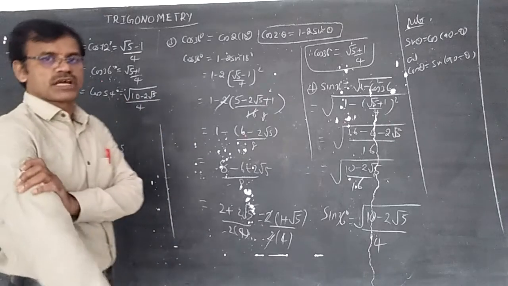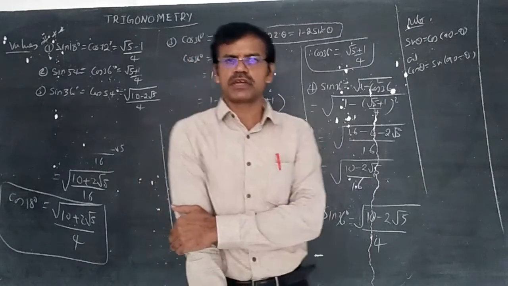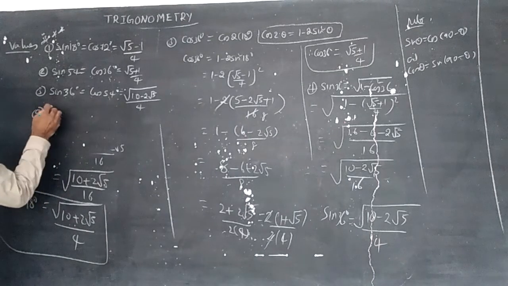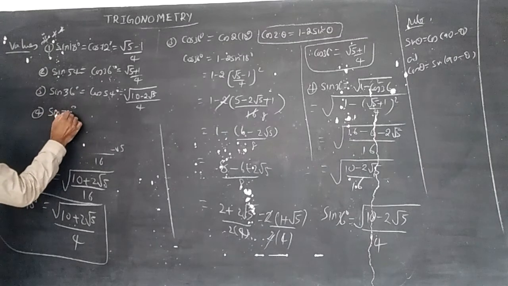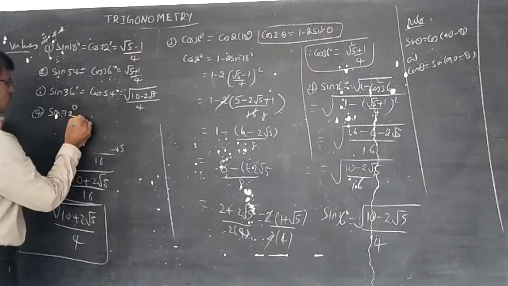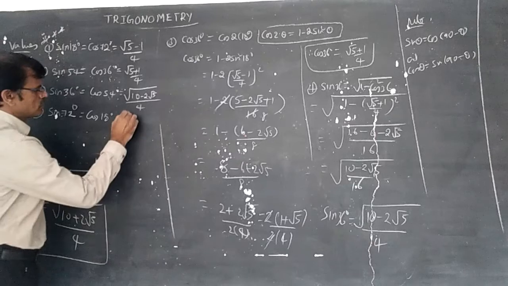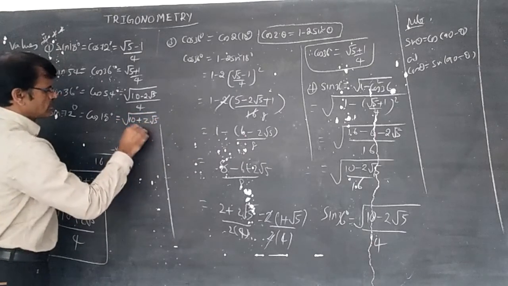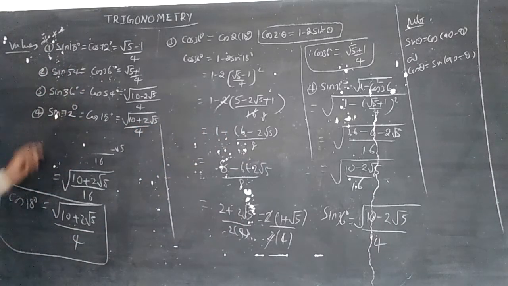There is no question of plus or minus. Everything is positive only, everything is in the first quadrant. So directly we can write everything is positive. There is no question of a minus square root; it is a plus square root. Now you write here sin 72, the multiples of 18, 36, 54 like this. Sin 72 is equal to cos 18 degrees is equal to square root of (10 plus 2 root 5) by 4. This is cos 18 and sin 72.